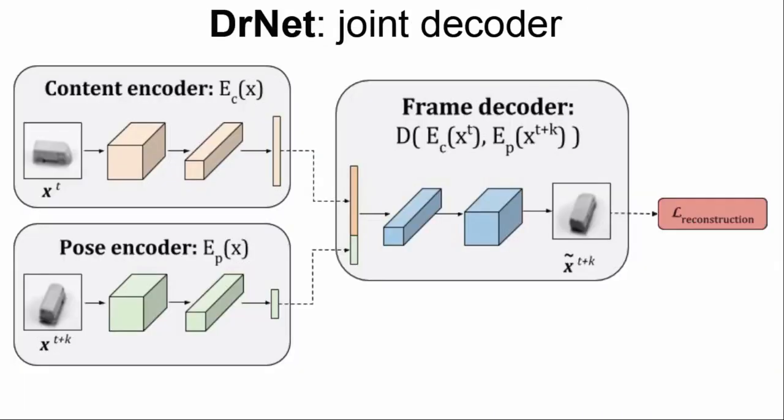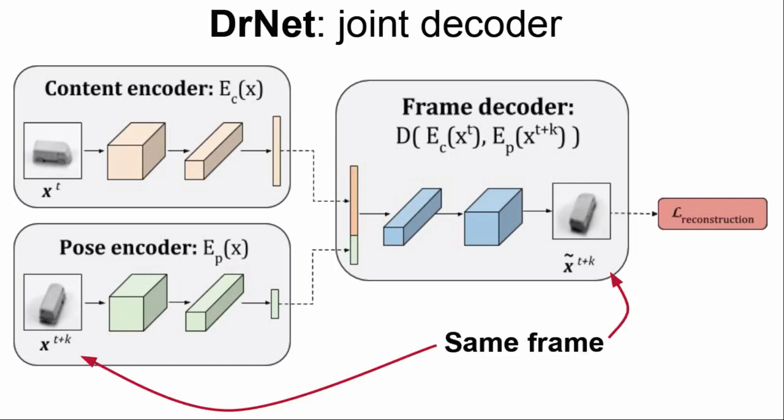A frame decoder will take as input a content vector from a frame at time t and a pose vector from a frame at time t plus k, and decode the frame at time t plus k. Since the target for the frame decoder is the same as the frame that's seen by the pose encoder, we need some additional constraint on the representation in order to stop the pose encoder from representing everything about the image, in which case we would just have a standard autoencoder.